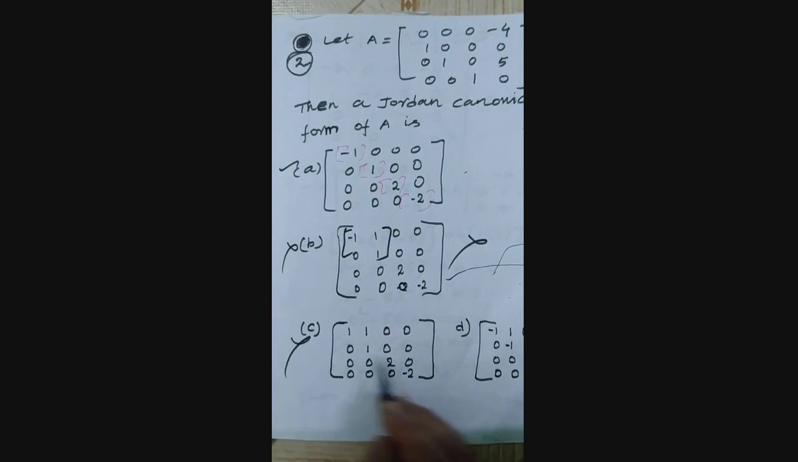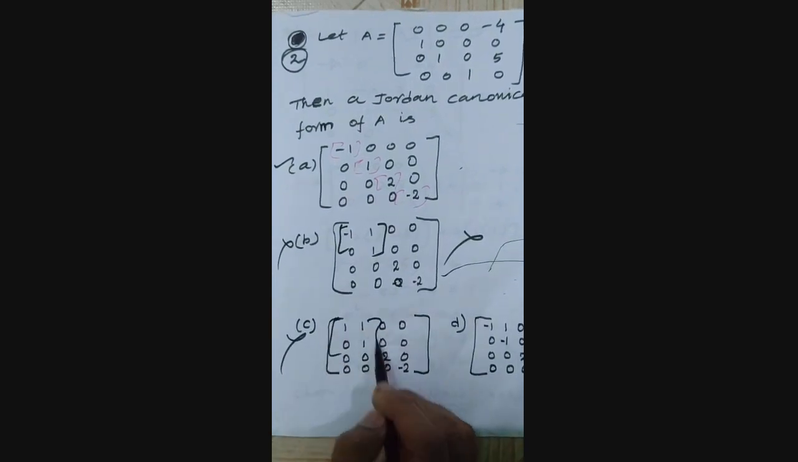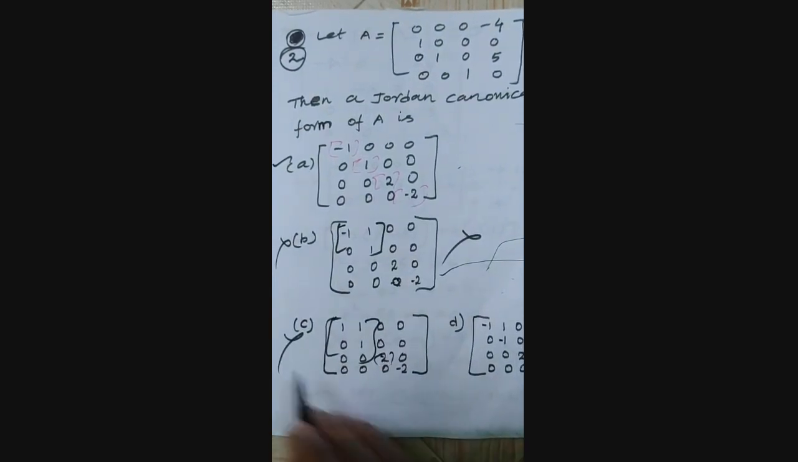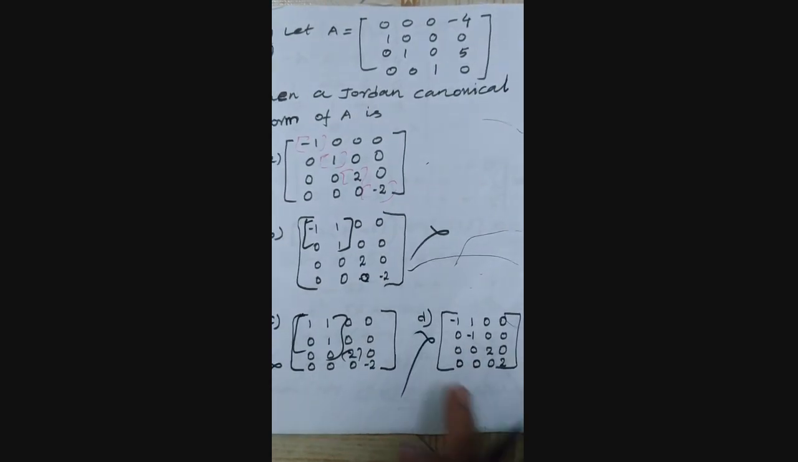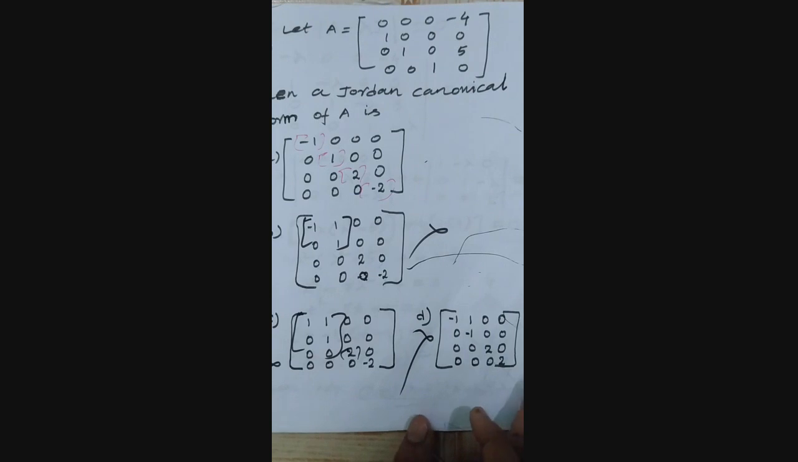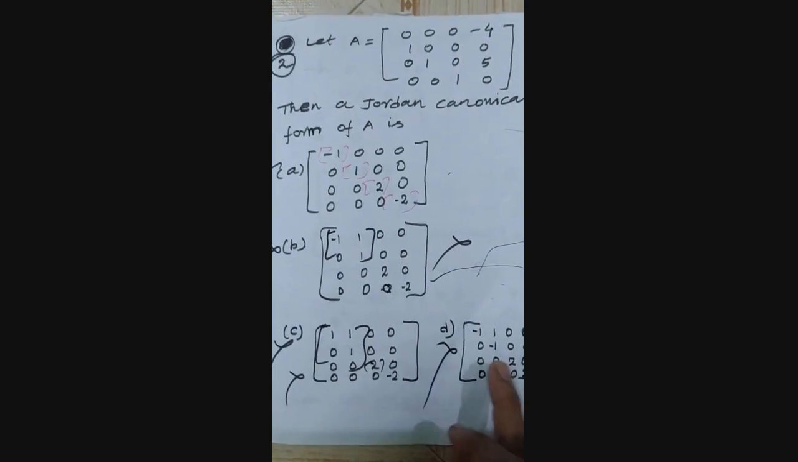Then what about the C option? So wrong. What about the D? So clearly that is wrong. So the first option is correct.